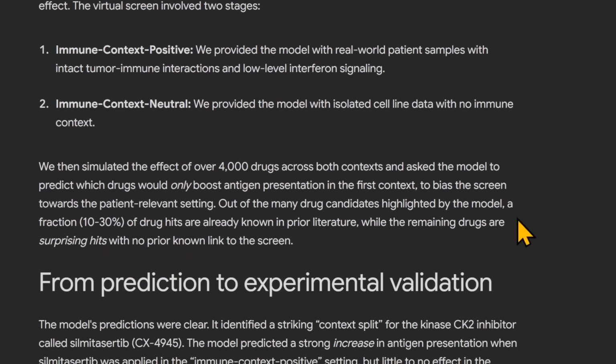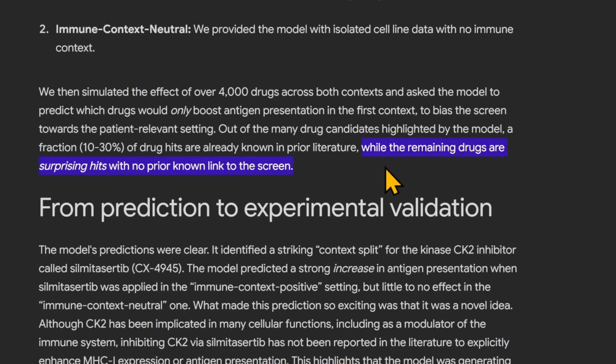So with this model, they simulate the effect of over 40,000 drugs and asked the model to predict which drugs would work in that very specific scenario. And the model produced some drug candidates. It threw out a few guesses about what could work. Now, some of those drug candidates, a fraction of them, 10 to 30%, were already known in prior literature, while the remaining drugs are surprising hits with no prior known link to the screen. So it guessed at the existence of drugs that we humans didn't know worked in this fashion.